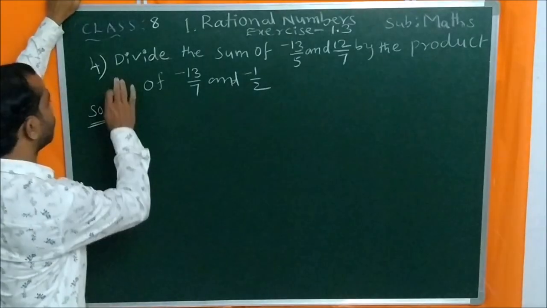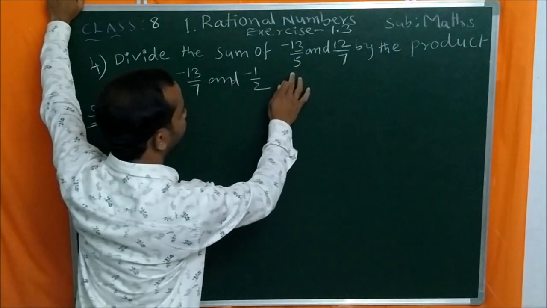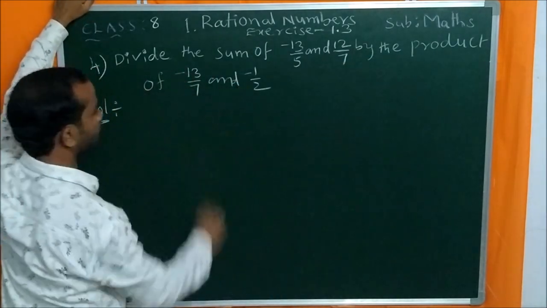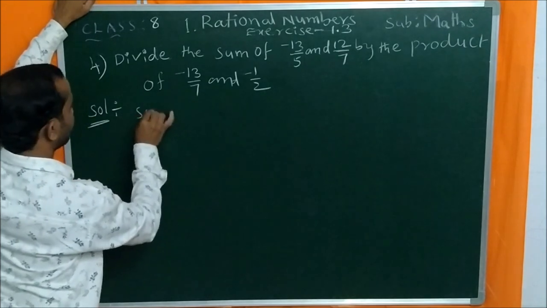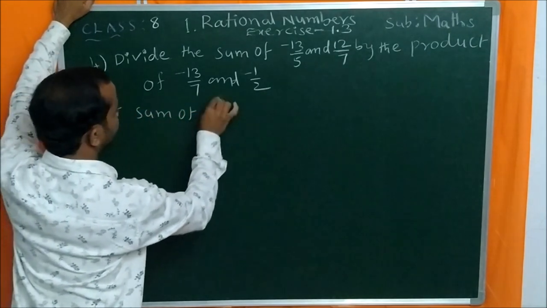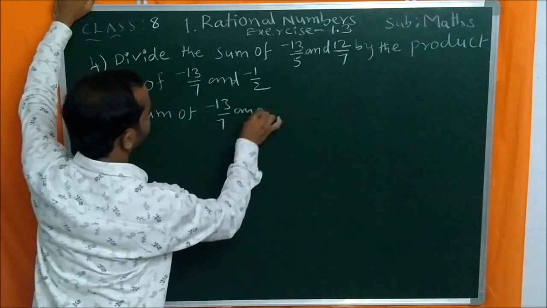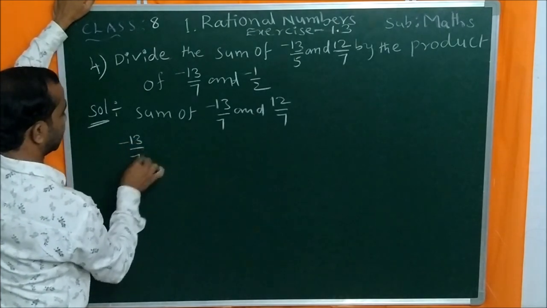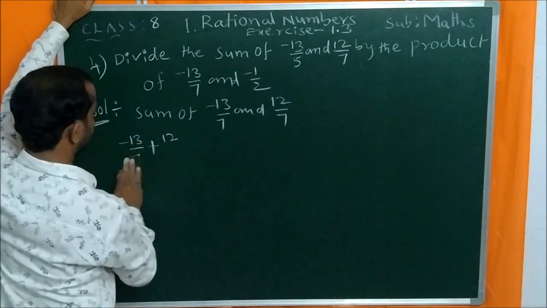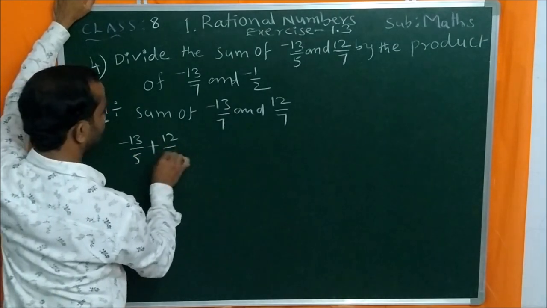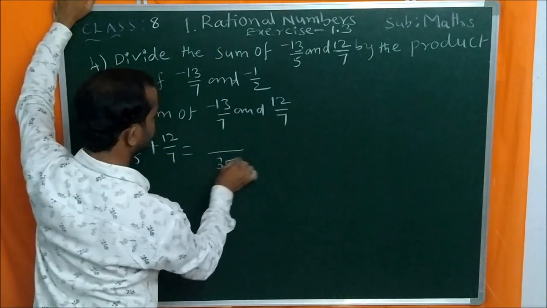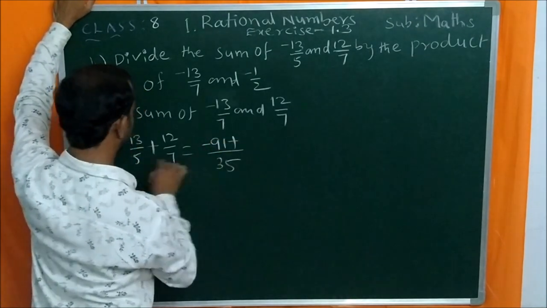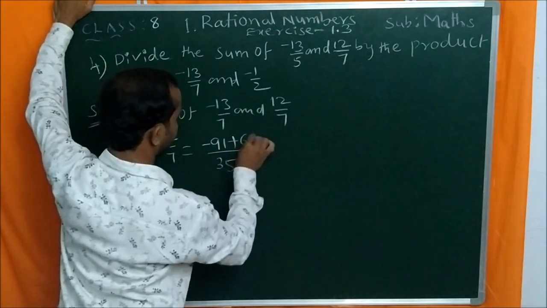Okay, fourth one: divide the sum of minus 13 by 5 and 12 by 7 by the product of minus 13 by 7 and minus 1 by 2. First of all, we take the sum of minus 13 by 5 and 12 by 7. That equals minus 13 by 5 plus 12 by 7. Here the LCM is 35: 7 into 13 is 91, minus 91, plus 5 into 12 is 60.